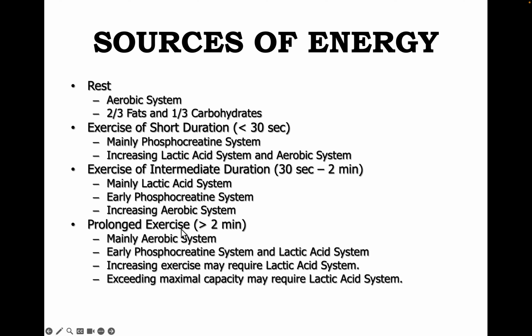In addition, with prolonged exercise, if exercise intensity increases at certain points beyond 2 minutes, for example, if I'm running a marathon and in the last 400 meters I want to sprint as fast as I can so that I can finish the race in a good time. By increasing my pace in the last 400 meters or so, that requires more ATP than what the oxidative energy system can provide. So the lactic acid energy system will provide that additional ATP to make yourself run a little faster at the end of the race.